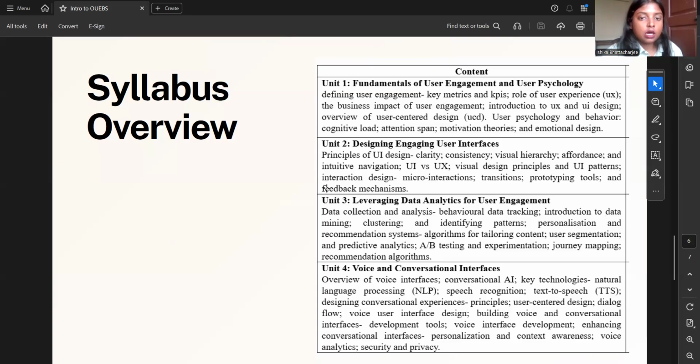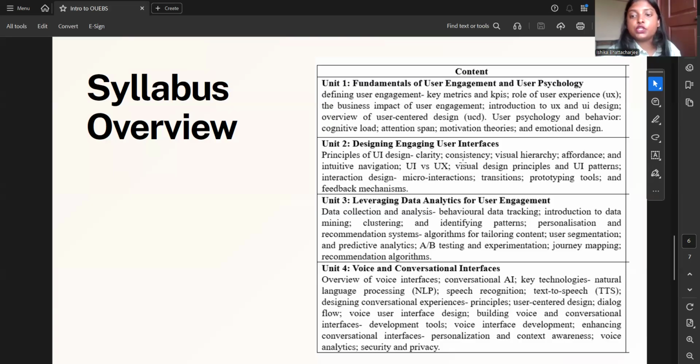Now, in the second unit, we are going to see designing engaging user interfaces, right? In this, you are going to learn the principles of UI design and UX design. In UI design, we are going to cover clarity, consistency, visual hierarchy, affordance, and intuitive navigation. These are the principles of UI design. After that, we are going to see the difference between UI and UX.